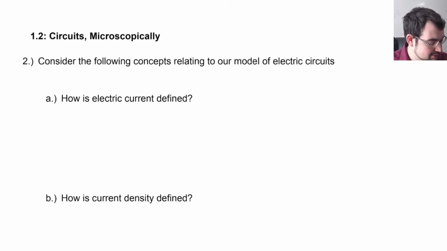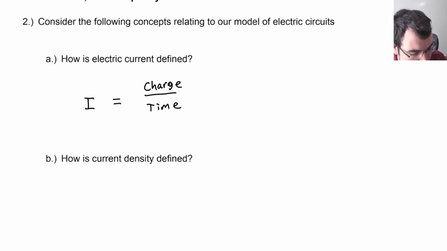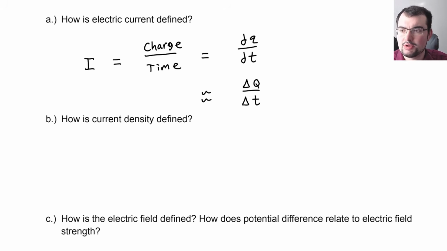Consider the following concepts relating to our microscopic model of electric circuits. How do we define current? Well, we define the current I as just the charge passing through a cross-sectional area per unit time, which is equal to dq/dt. Or you could take this as our average rate of change instead of a derivative if we wanted the average current.